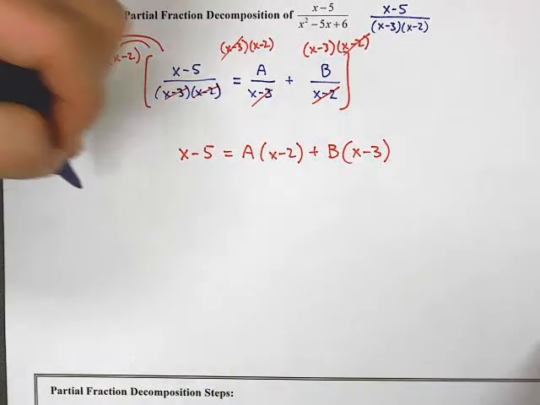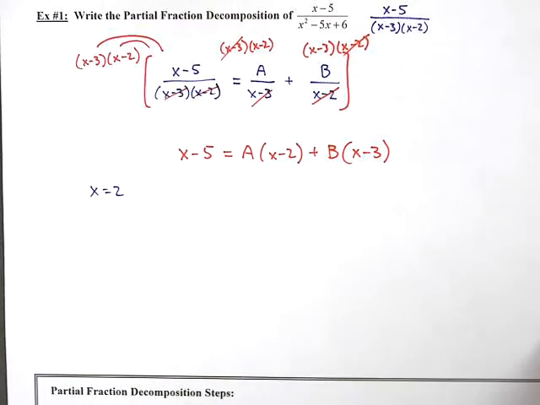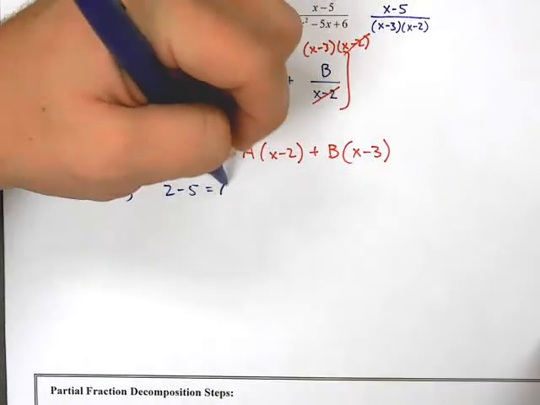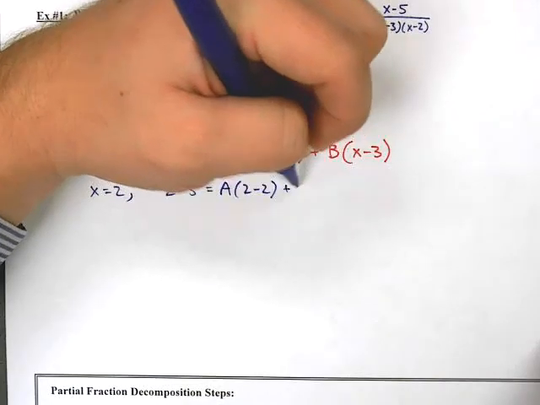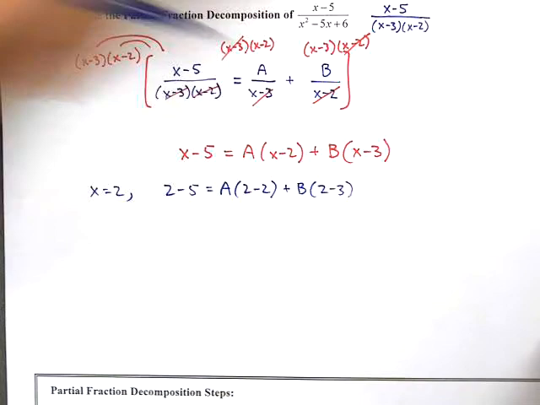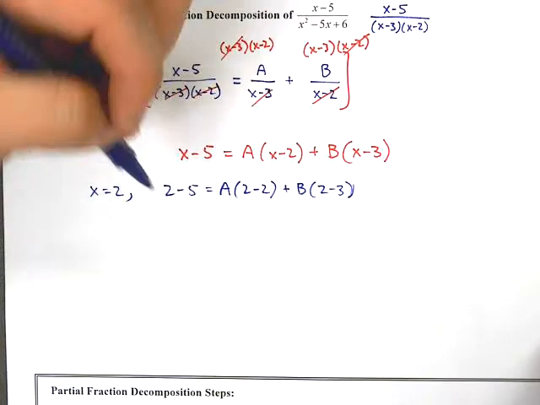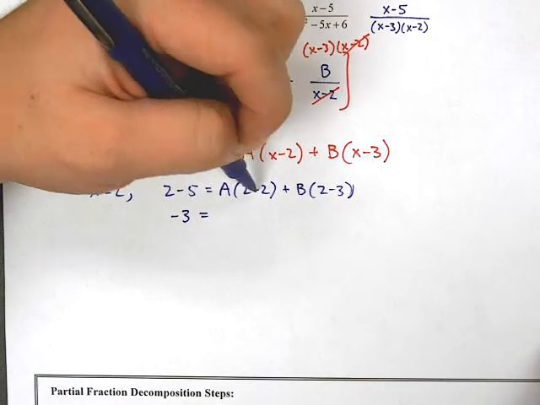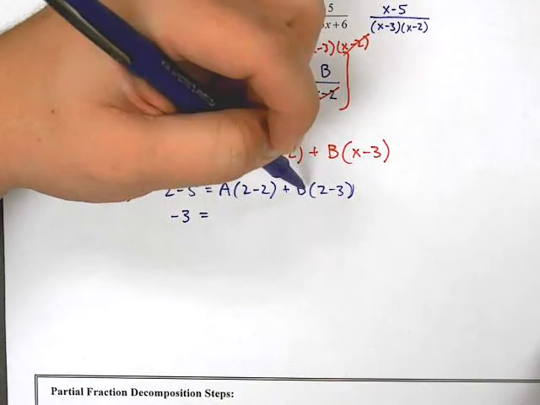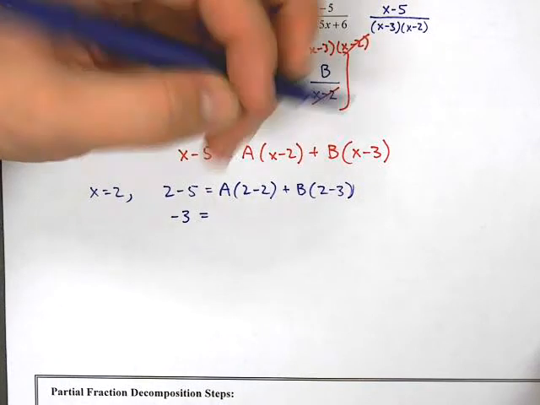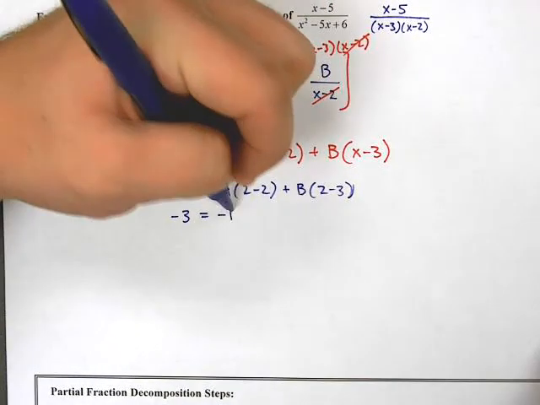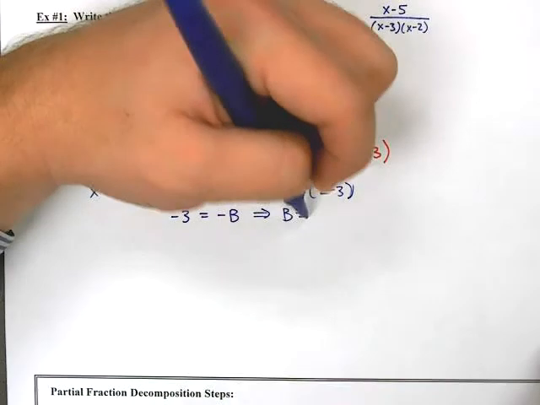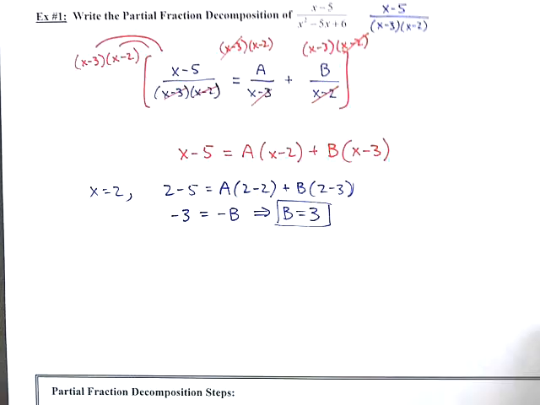So I'm going to set x equal to 2, and I'm going to plug in: 2 minus 5 equals a times 2 minus 2, plus b times 2 minus 3. Now, you don't have to do all of this every time. I'm just trying to show all my work the first time. So negative 3 equals a times 0, which is nothing. So really, we just have 2 minus 3, so negative b. And then we can say that b has to equal 3, which is great.